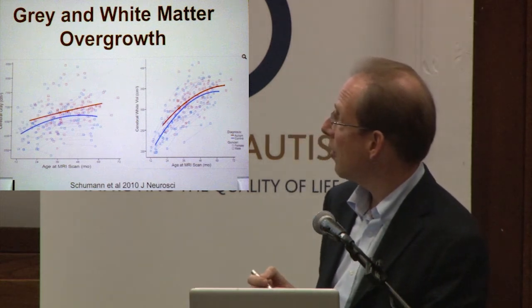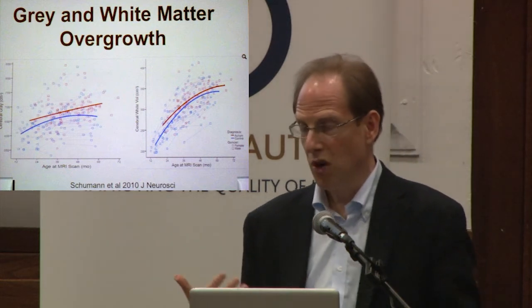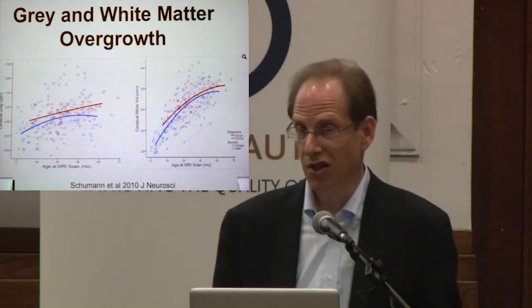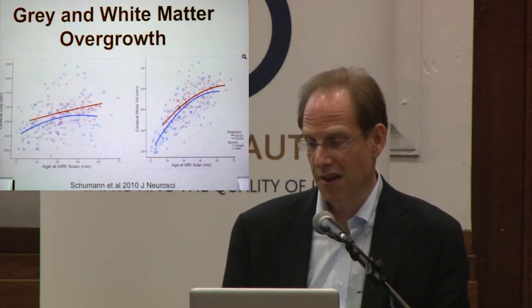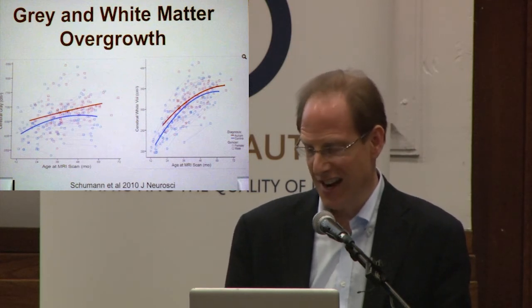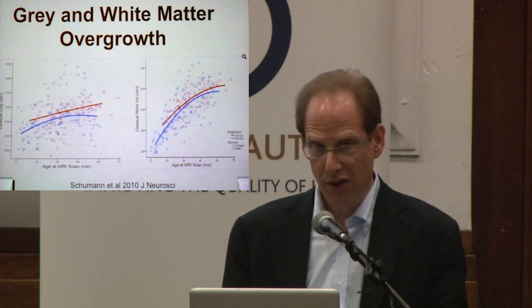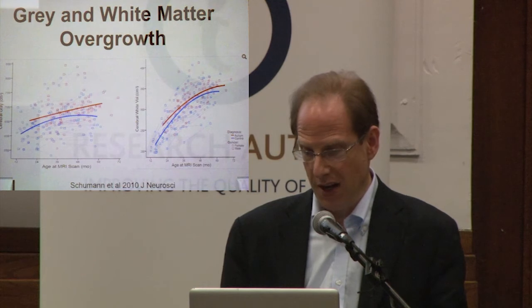And this is the same thing in white matter. You can see that the red line is the autism group. White matter is the connections between regions in the brain, and there's more white matter and the brain is growing faster at each stage in development. So we're seeing differences in how the autistic brain is developing.